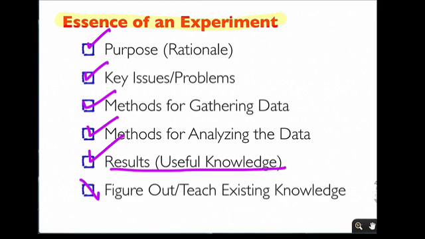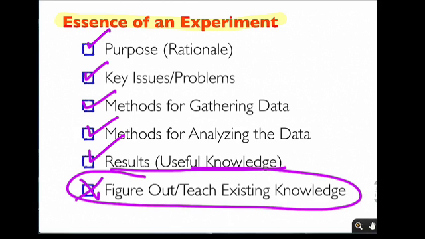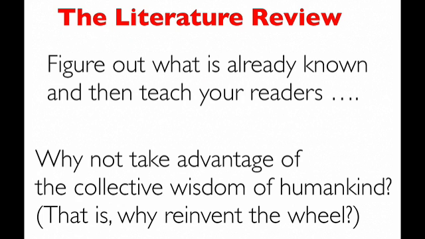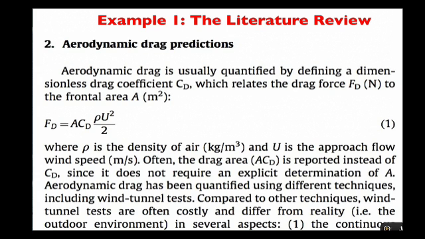And one thing I haven't talked about yet is the literature review, in which they figure out or teach us existing knowledge. Let's go on to that section. The lit review, the authors, they figured out what is already known, and then they wrote this in a way that we could understand what they had learned. And the whole idea of the literature review is, why not take advantage of the collective wisdom of humankind? Why reinvent the wheel? Literature reviews are super important, and I want to next show you two examples of their literature review. In example one, they're teaching the basic ideas of aerodynamic drag.